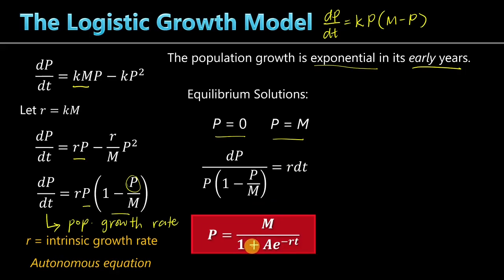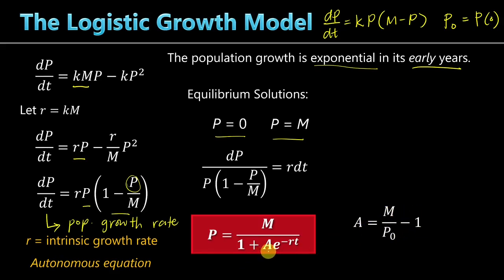Kaya siya ay particular solution na. So, dito ang ating condition is P naught or P0. Ano ba yung P naught? Yan ang initial value ng population na gagamitin natin para makompute yung value ng A. So, yung A na yan ay equal sa M over P0 minus 1.